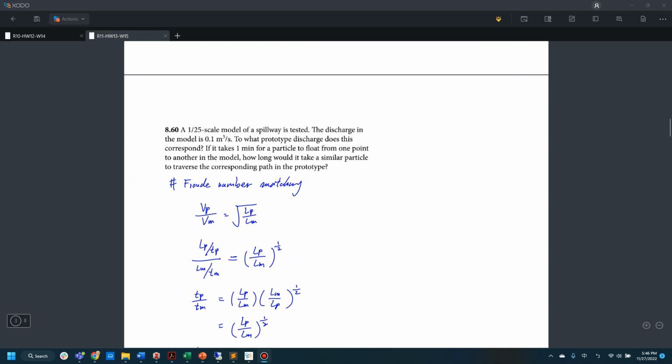Now let's move on to the next one. Problem 8.6. A 1 to 25 scale model of a spillway is tested. The discharge in the model is 0.1 cubic meter per second. To what prototype discharge does this correspond? And if it takes 1 minute for a particle to float from one point to another in the model, how long would it take a similar particle to traverse the corresponding path in the prototype?